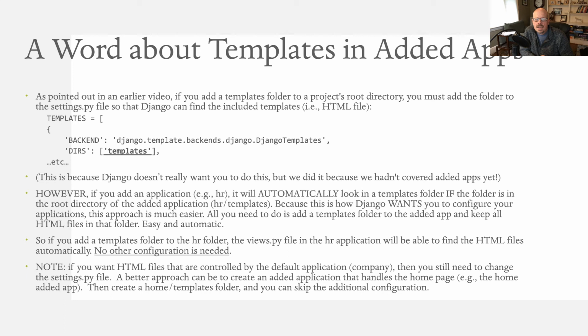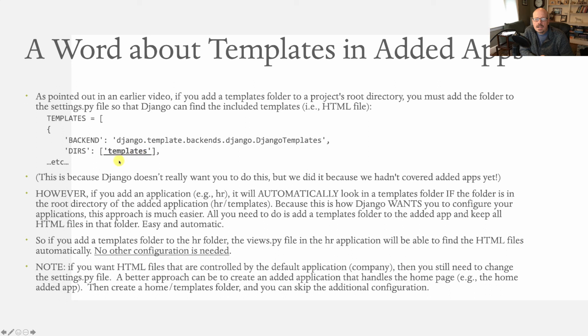If you remember, whenever we wanted to add a template, that is an HTML file, to an application, we had to go through some configuration, which was kind of annoying, and it was a little bit arbitrary. So if you remember, if we add a templates folder to a project's root directory, in this case company_root, you have to do some configuration. You have to go into the settings.py file, and if you remember this DIRs that we did way back a couple weeks ago, you had to add this templates listing.